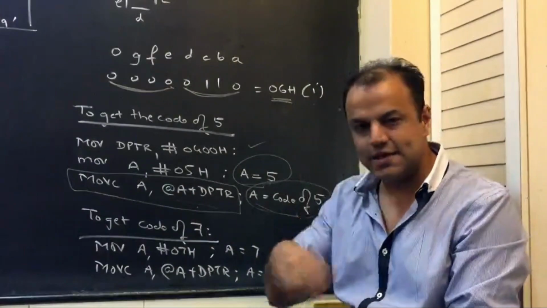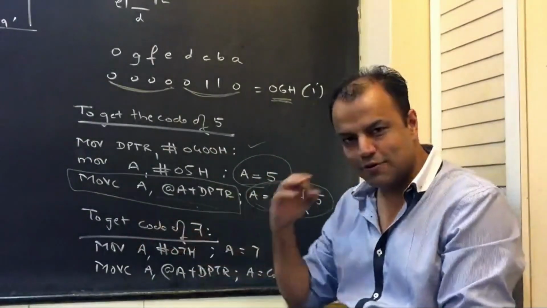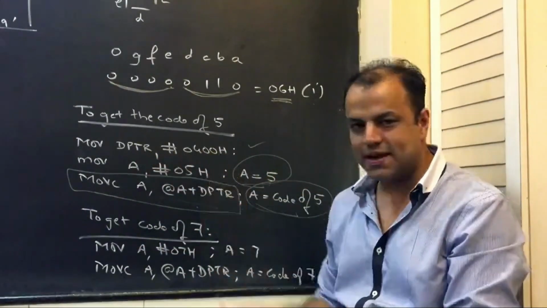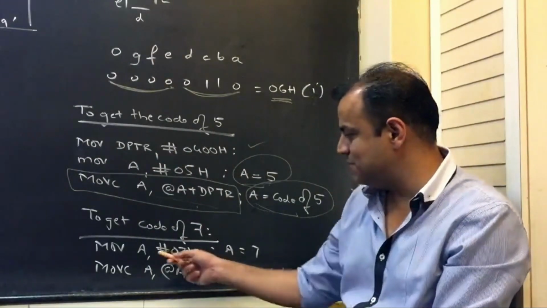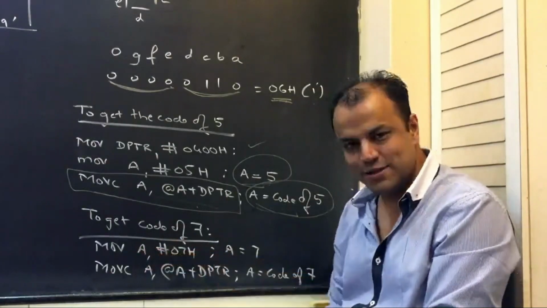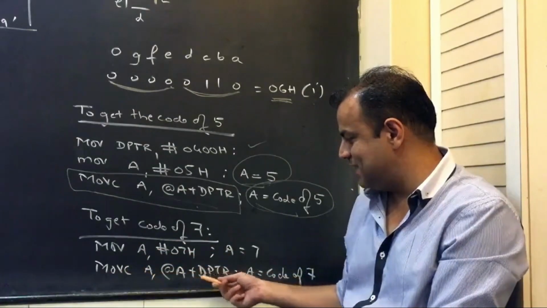After displaying 5, let's say you want to display 7. To get the code of 7, will you initialize DPTR again? No, you never change DPTR. DPTR will be initialized only once in the whole program. Put the number 7 in A by writing MOV A, #07. Then MOVC A, @A+DPTR.